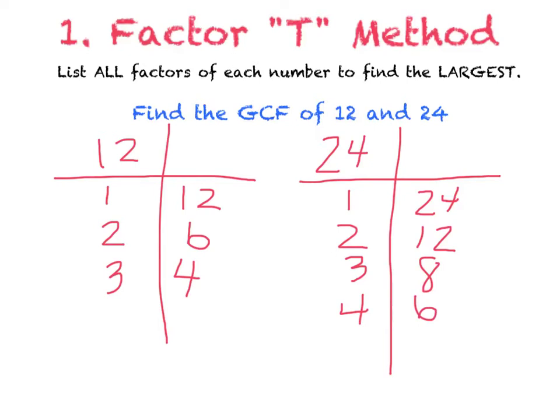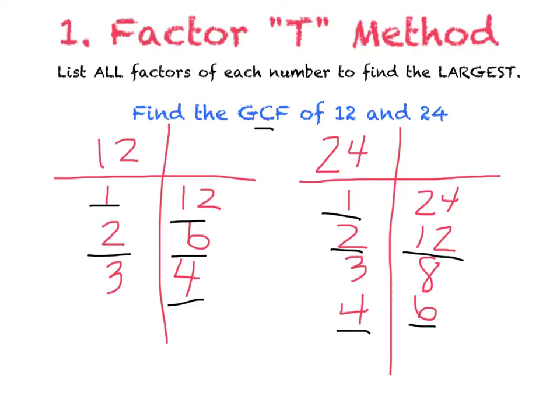Now remember, for GCF, that key part is that C, the common factor. So I want to look at what factors are common. Well, I notice that both of these have a factor of 1. Both of them have a factor of 2. Both of them have a factor of 4. Both of them have a factor of 6. And both of them have a factor of 12. So there's a lot of factors in common here.